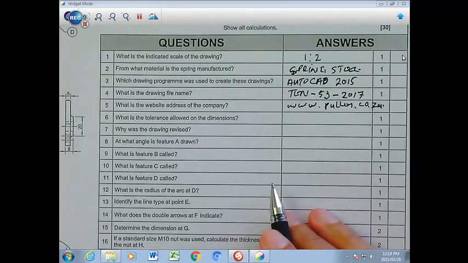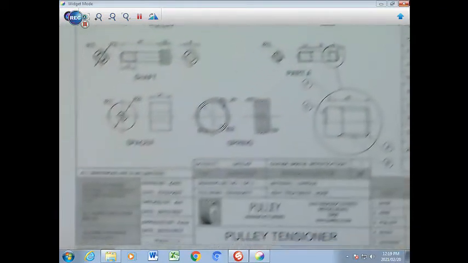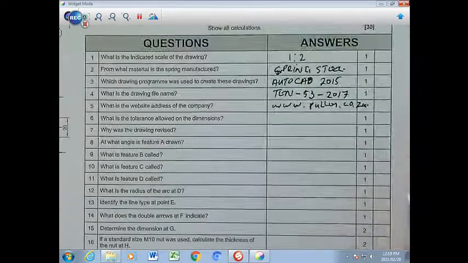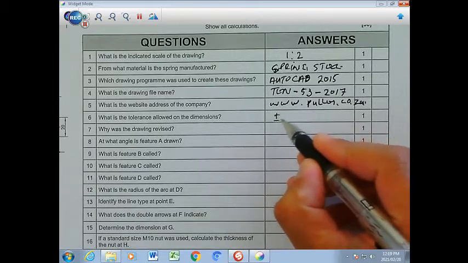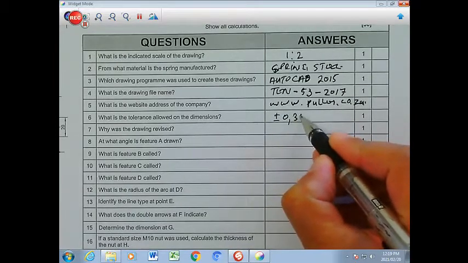Okay. What is the tolerance allowed on the dimensions? So you're going to scroll down to the shaded area again and you're going to read the unless otherwise specified, tolerances on dimensions are plus minus, and you must get in the plus minus 0,35. So we go to our answer block, plus minus 0,35.